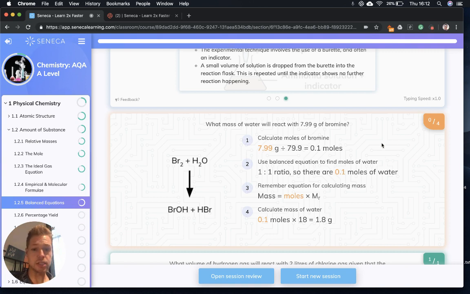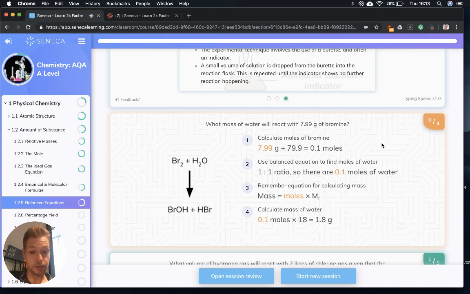Let's go through it. So the moles of bromine. Now, the Br2 is going to give us a relative molecular mass of 79.9. So we do 7.99 grams divided by 79.9 to get us 0.1 moles. If that calculation terrified you, make sure you check out the episode on the mole, which will make that all make sense. Now, we have our equation, and there's a 1-to-1 ratio because we know that Br2 plus H2O goes to BrOH plus HBr. It's nice and balanced.